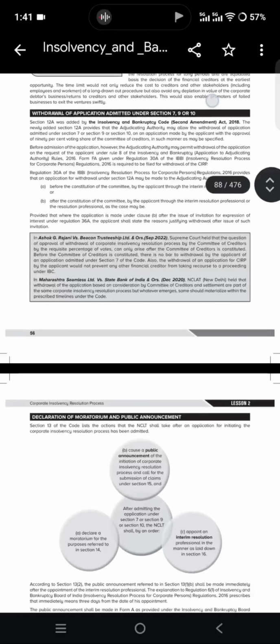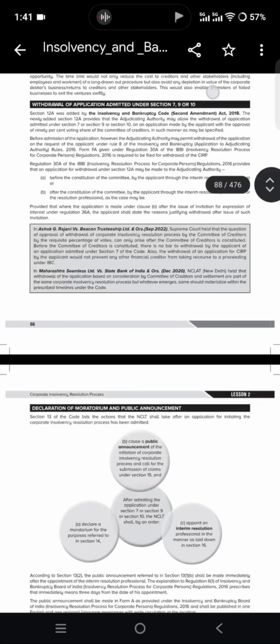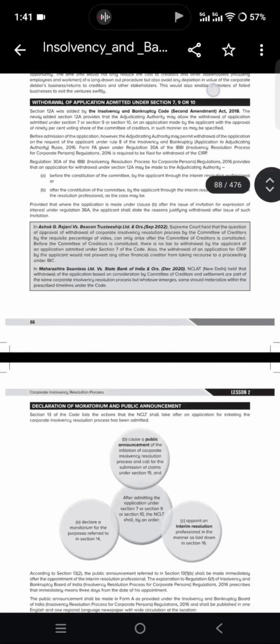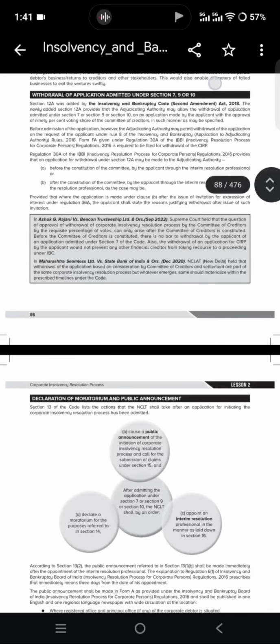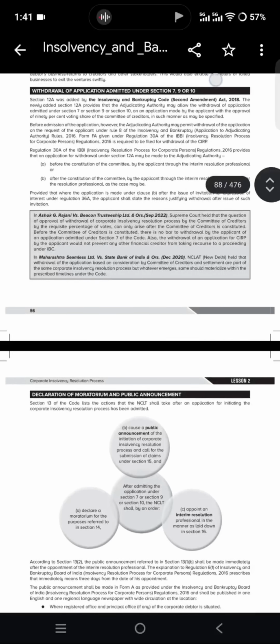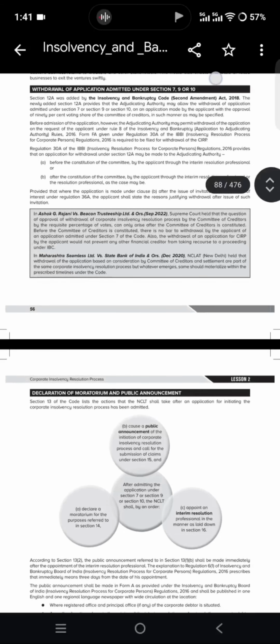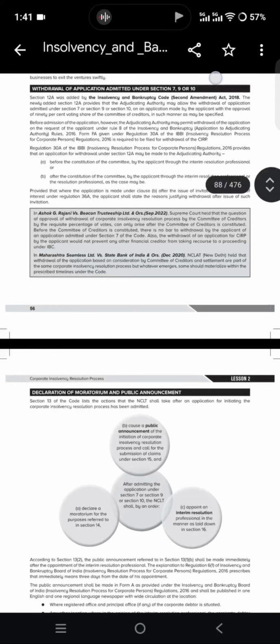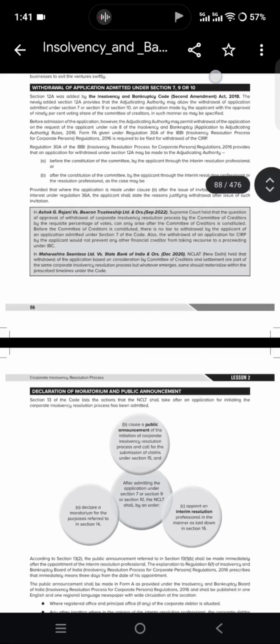Withdrawal of application admitted under 7, 9, 10. Section 12A was added by amendment. It provides that the AA may allow withdrawal of an application admitted under 7, 9, 10, made by the applicant with the approval of 90% of the voting share of the COC, in such manner as may be specified, before admission. The AA may permit withdrawal of the application on the request of the applicant under Rule 8 of the Rules 2016. Form FA given under Regulation 30 is required to be filed for withdrawal.